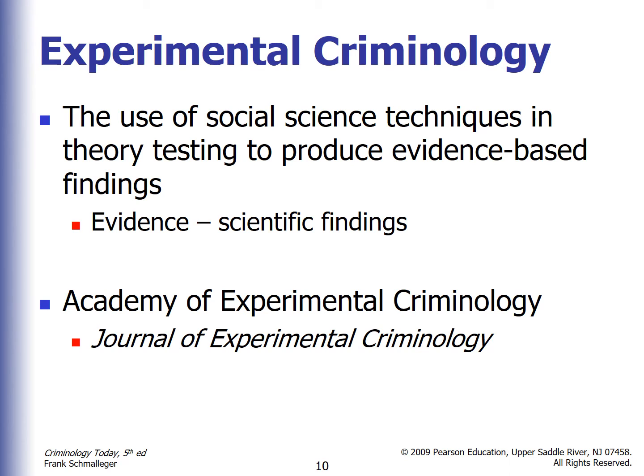Experimental criminology is the use of social science techniques and theory testing to produce evidence-based findings. And we're going to hear a lot about evidence-based findings in criminal justice, because that is the way things are really, really moving. We're going to use science, and many criminologists use science now in a scientific method. But they have this area called experimental criminology, which is their focus, doing very scientific studies and coming up with evidence for whatever it is they're studying.